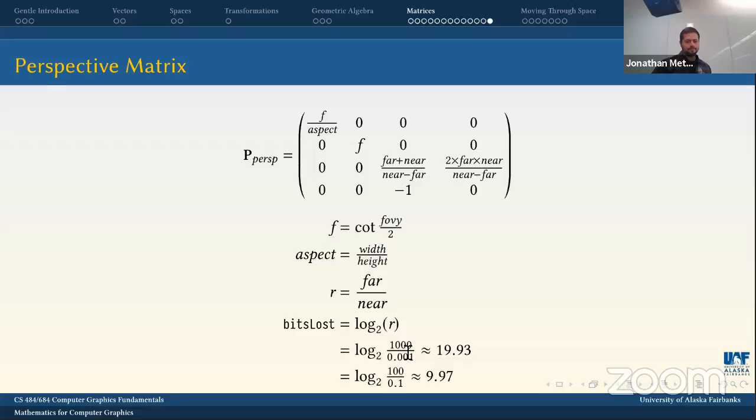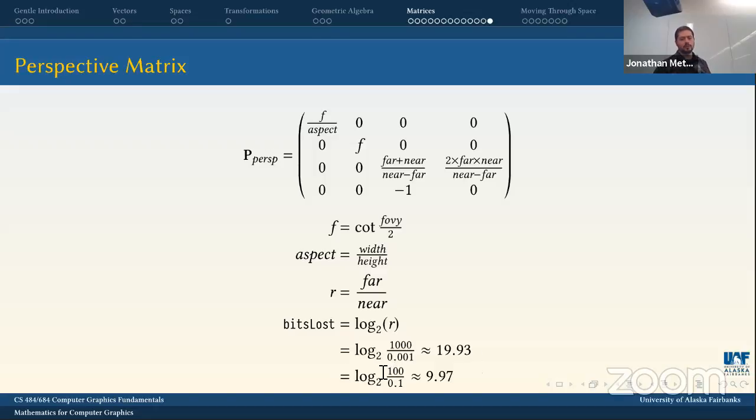For example, let's say objects can be as close as 1 centimeter, so we're not going to clip objects that are 1 centimeter away from me or that are 1,000 meters away from me. We won't clip objects in that range. Well, in effect, you lose almost 20 bits of precision here. It's like you took your 24-bit Z buffer and now you only have about 11 bits. It's not very good.